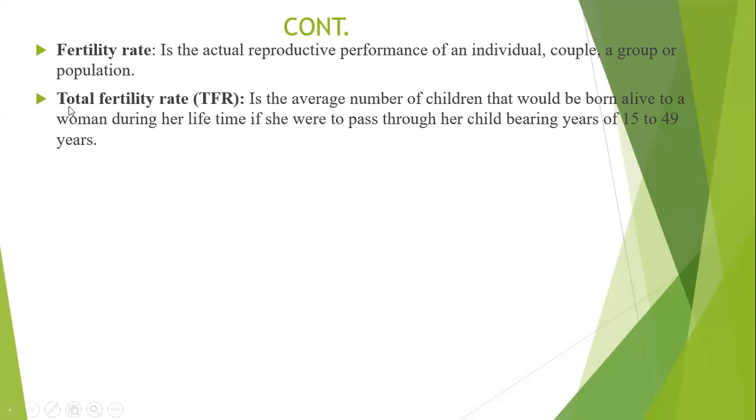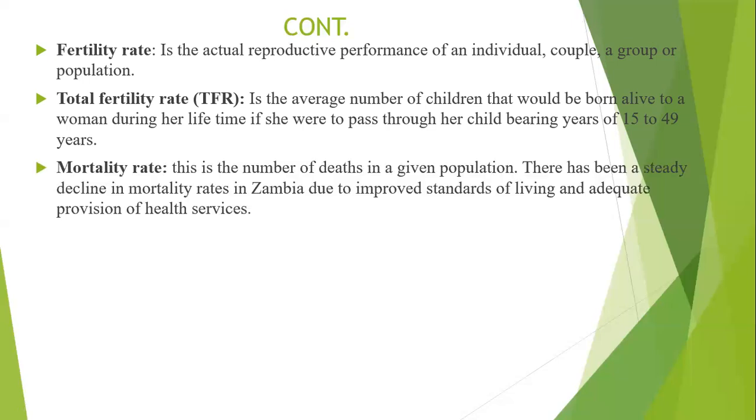Now, the total fertility rate, the TFR, is the average number of children that would be born alive to a woman during her lifetime, if she were to pass through her childbearing years of 15 to 49.